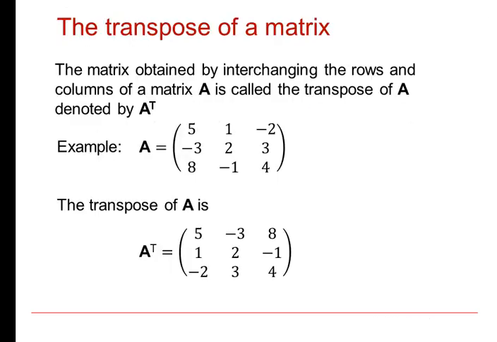One idea you may already be familiar with is that of writing down the transpose of a matrix. So the transpose is the matrix obtained by interchanging the rows and columns, as an example here for A and A transposed.